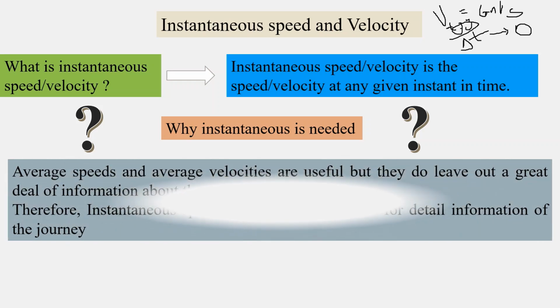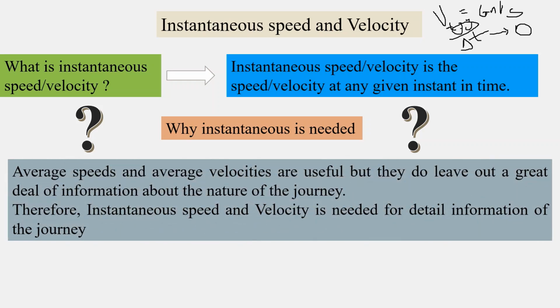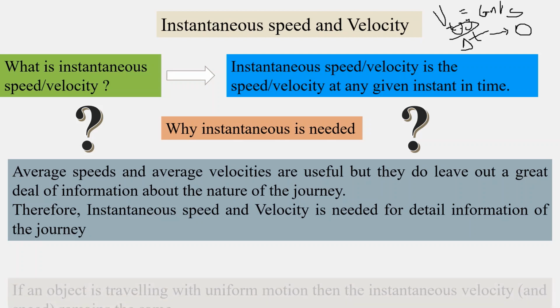So why do we need instantaneous speed? Because average speed has a great deal of information, but it leaves out detailed information about the nature of the journey. So we need instantaneous speed and velocity for detailed information of the journey.